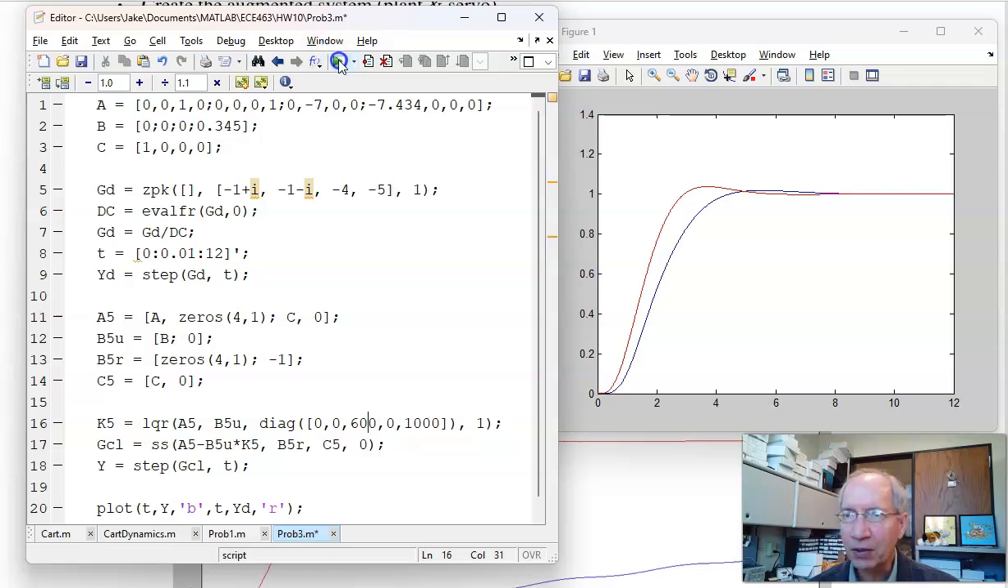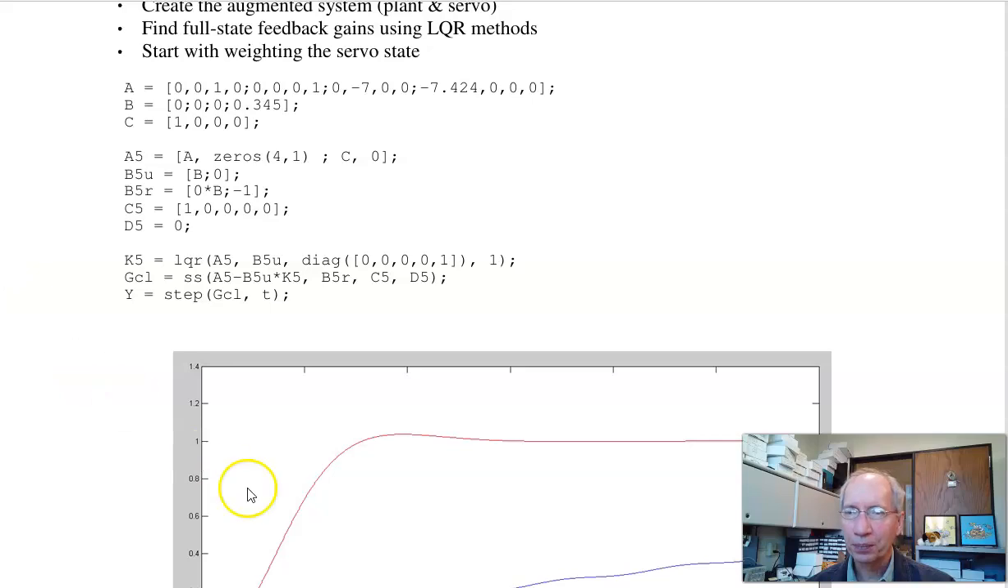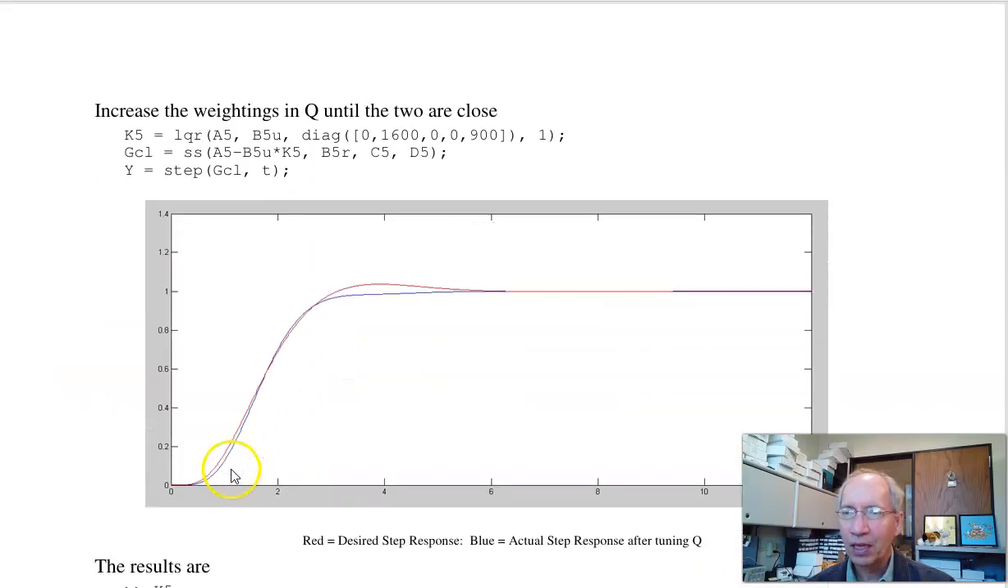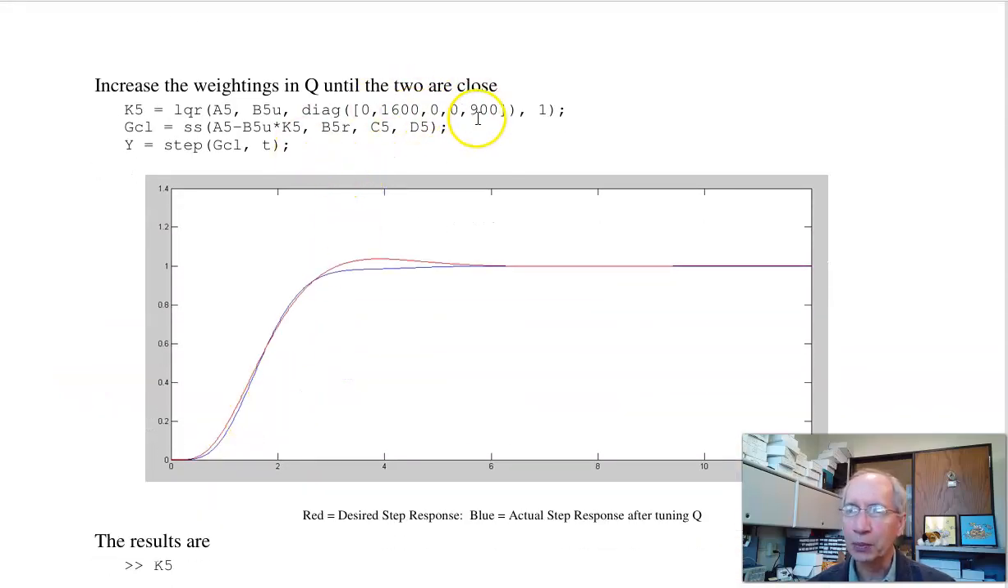So if I wait 1,000 on the servo state, 600 on x dot, maybe too much. Again, play around with the numbers until the response looks good. Not too bad about that. Okay, once you're happy, you've got your Q, you've got your R. Here, when I played around with it, that's what I wound up with for this response.